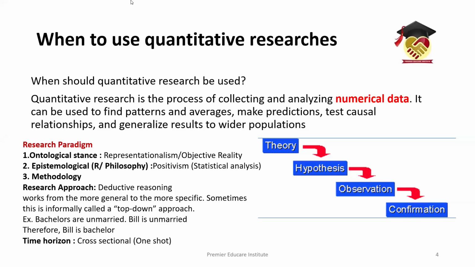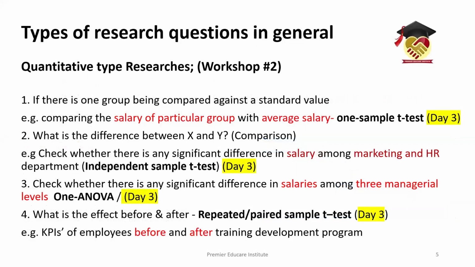And time horizon is a very, very important factor. That means how are you going to collect the data: at one point, a snapshot, or over a period of time. So basically, when you are doing quantitative research, your time horizon is one shot. So that is called cross-sectional. Now when you come to some very common quantitative research types, I am not telling that these are the only ones, in general, you have this kind of techniques.